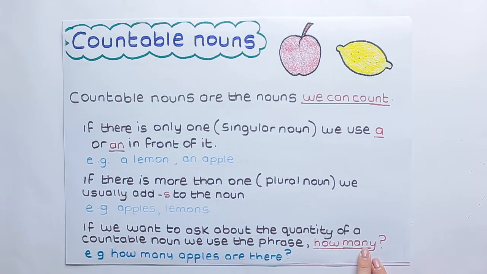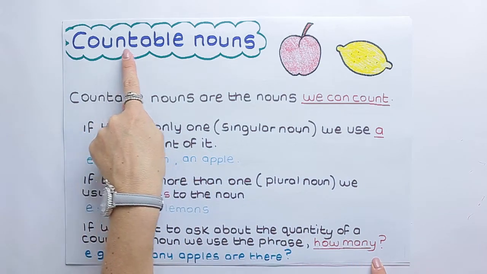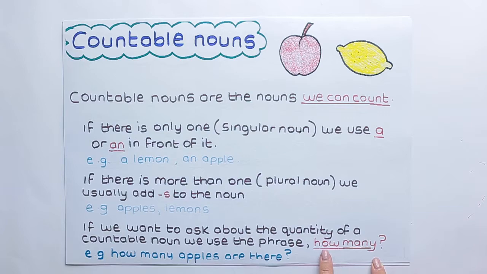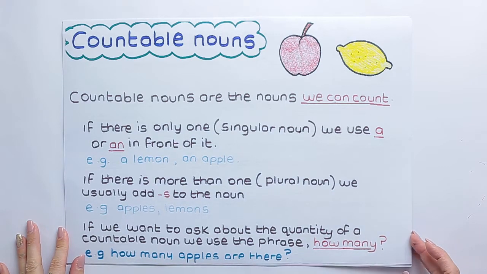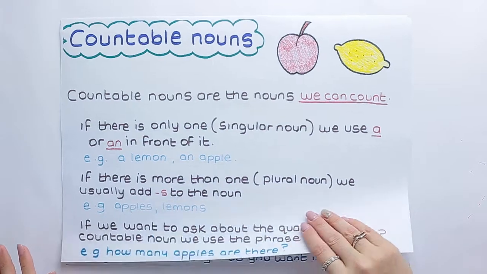how many. For countable nouns, we use how many. For example, how many apples are there?